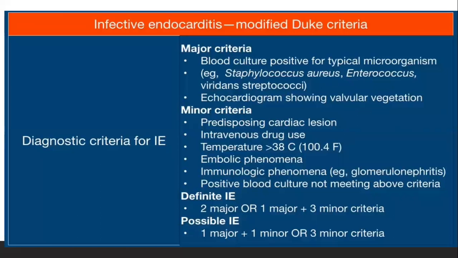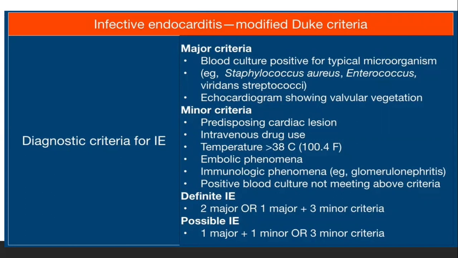Just a small brush up about infective endocarditis. How will you diagnose? By modified Duke's criteria. Remember Jones criteria for rheumatic fever, remember Duke's criteria for infective endocarditis. Again, I'm putting this slide because it's a comprehensive class on cardiology. The major criteria is blood culture positive for a typical organism, that is Staph aureus, Enterococcus, or Viridans streptococci. We have to send 3 blood cultures from 3 sites in our body within 1 hour.